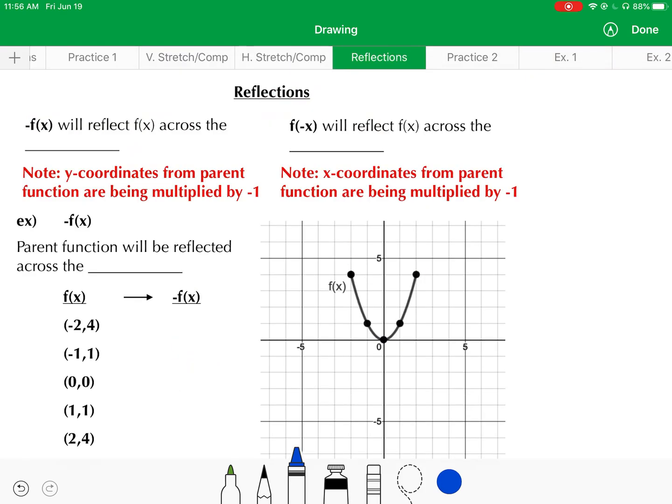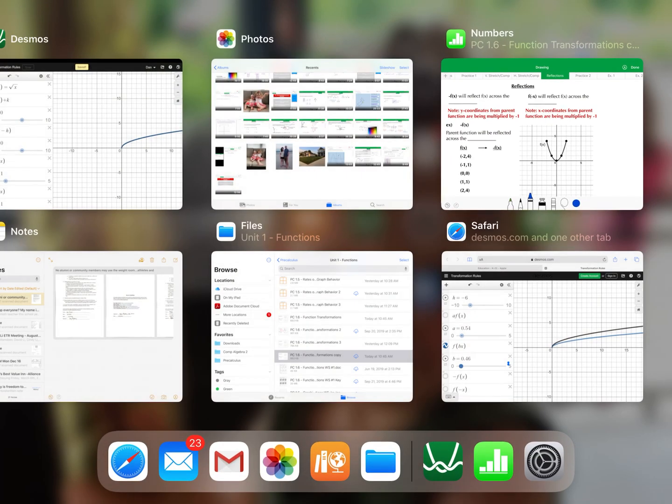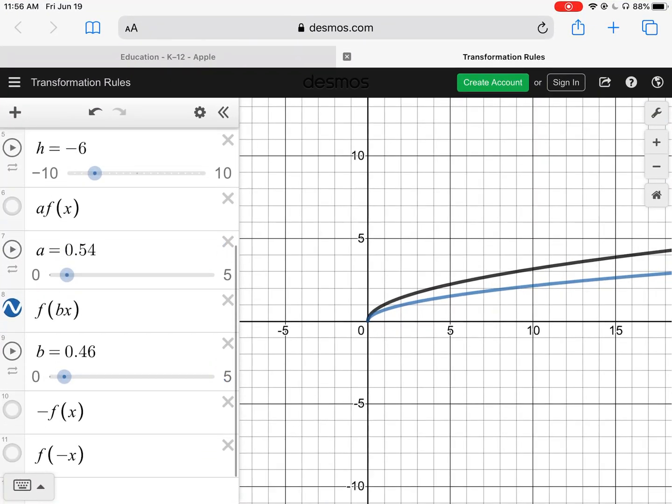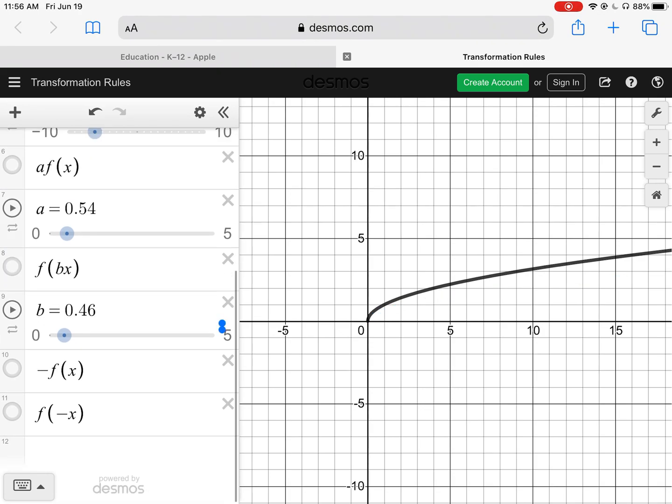All right, last type of transformation we need to look at are reflections. Okay, reflections occur whenever you are using a negative value inside or outside your function. So let's come back here one more time, and I want you to notice right now I just have the parent function in black shown. Let's say I change f of x to being the negative of f of x.